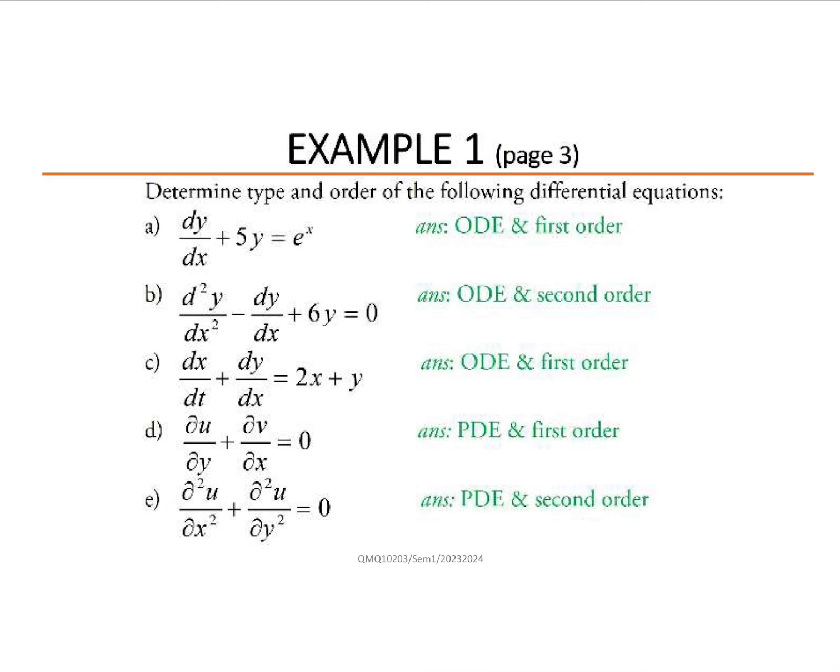For D, we have del u over del y plus del v over del x. So this is partial derivative. Hence, this is partial differential equation, and the highest order is 1. For E, del squared u over del x squared plus del squared u over del y squared equal to 0. So this equation contains second order derivatives. So this is PDE, partial differential equation, and second order.